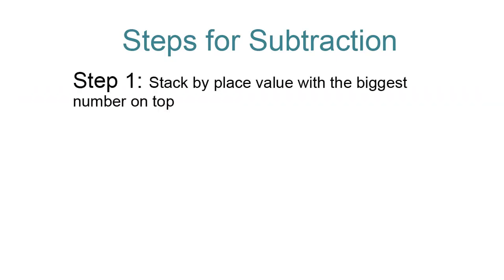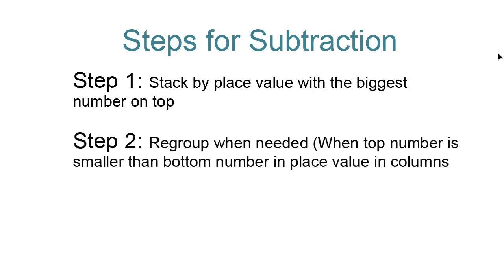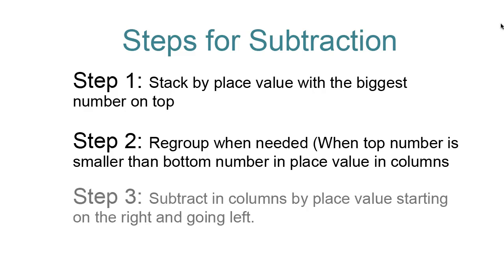Step 1. Stack by place value with the biggest number on top. Step 2. Regroup when needed. This is only needed when the top number is smaller than the bottom number in your place value column. Step 3. Subtract in columns by place value starting on the right and going left.